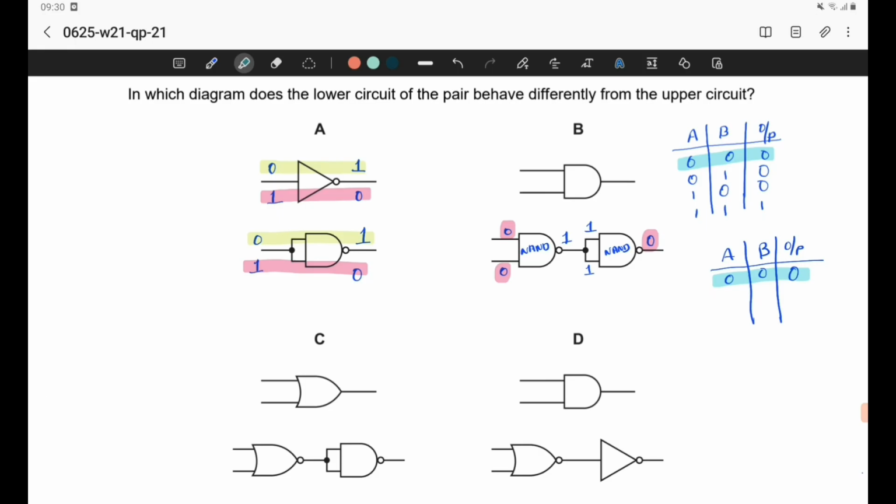We don't have to look at the other options because the question says it should behave differently. But here even for the first pair of inputs they are not behaving differently. So option B is also not the correct answer.